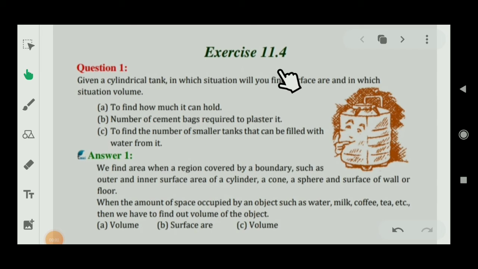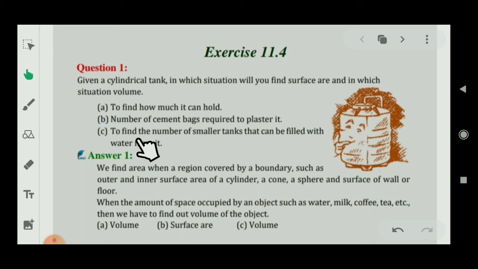Let's see students exercise number 11.4. The question number 1 is given a cylindrical tank, in which situation will you find surface area and in which situation volume. A is to find how much it can hold. Let's see the solution of A part. Because how much it can hold, that means this is a volume. The B part is number of cement bags required to plaster it. That means it is a surface area.